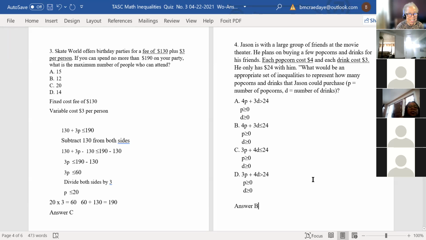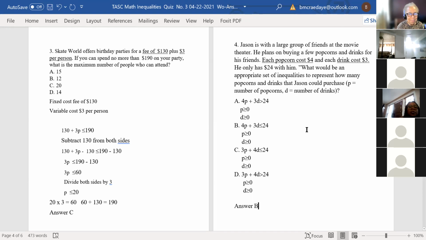I was looking on A, and if you bought 4 popcorns, that would be $16 for 4, which is $4 each. And three drinks would cost $3 each. So how many drinks would you put in there? Okay, so 3. How much did drinks cost? $3. That's 9. And 16 is 25, right? And so it would be greater than, you're over the budget.